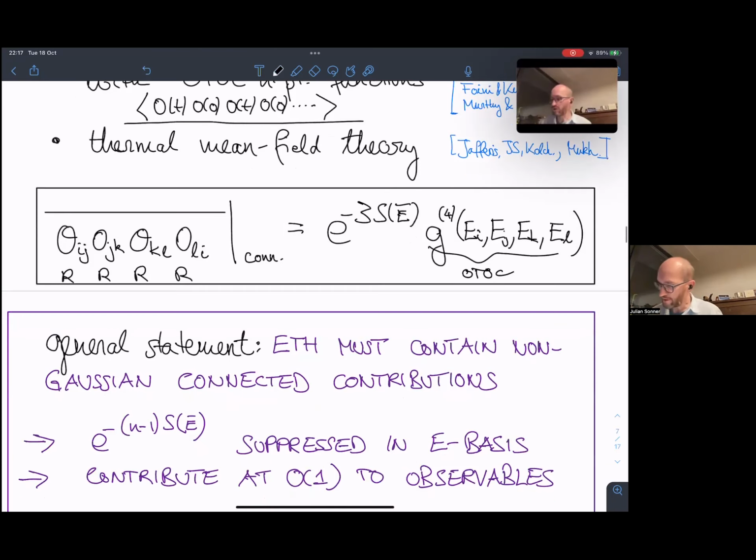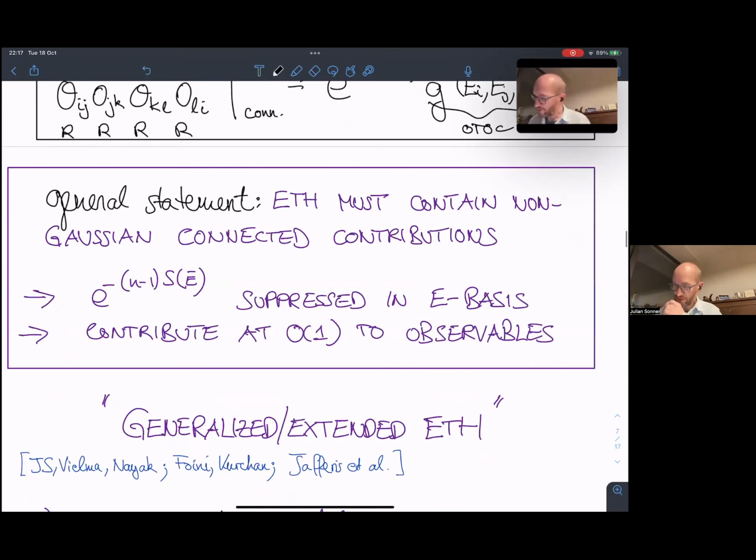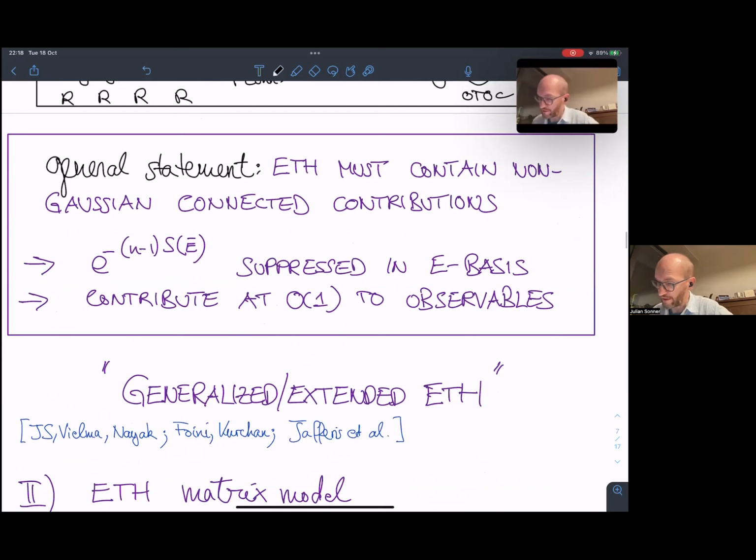So actually, you can make a more general statement. You can show that in order to be consistent with these higher order OTOCs and higher order correlations in thermal mean field theory, the ETH must actually contain non-Gaussian connected contributions, which are suppressed in general with a power of e to the minus (n minus 1) S of E, where I have connected correlations between n operators. Okay, so the 4-point function is e to the minus (4 minus 1), so e to the minus 3S.